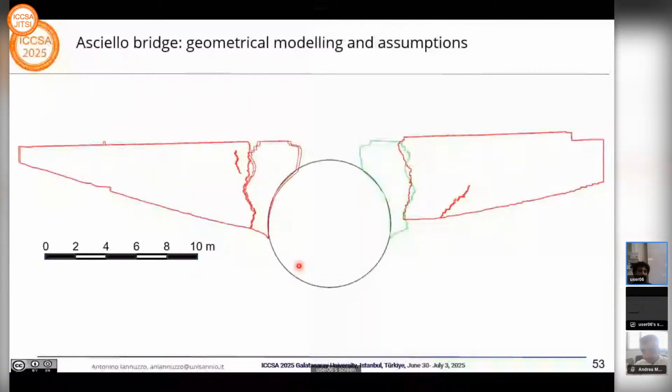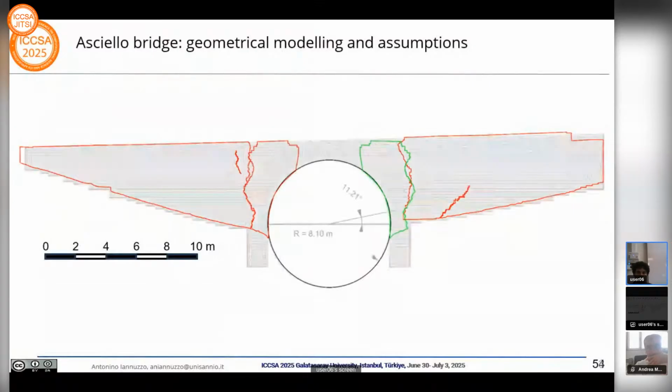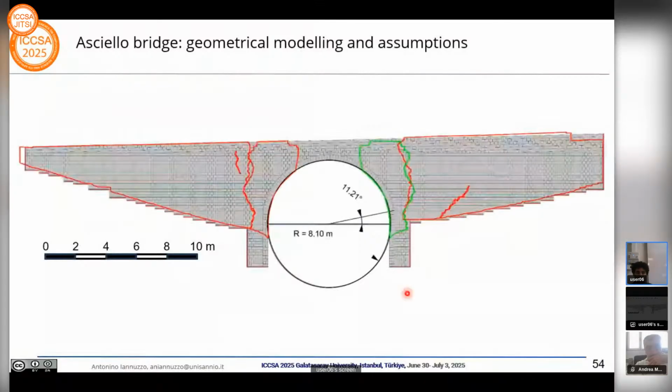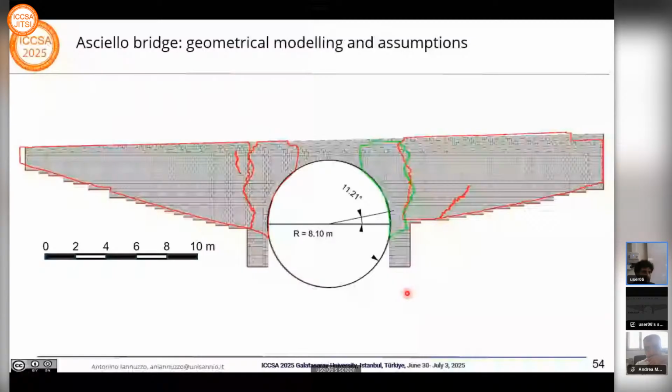We also made some assumptions on the right part of the bridge that collapsed, and we were able to gather information from the foundation of the right part, where there were still traces of the old abutment. And this is the stereotomy geometry that we are going to use. The internal radius is something higher than 8 meters.